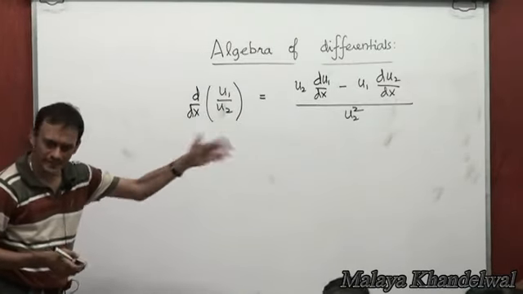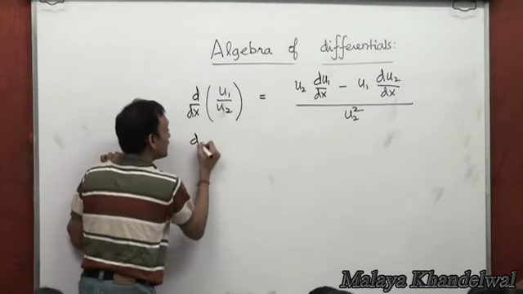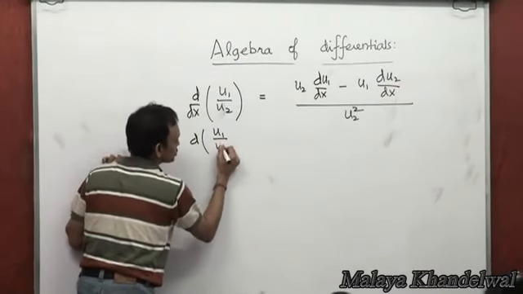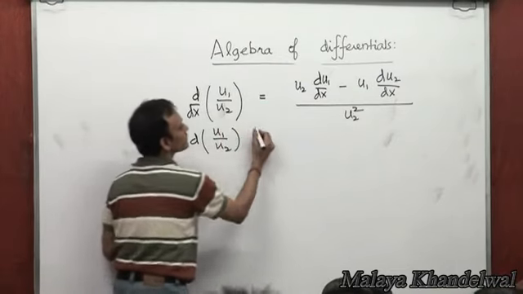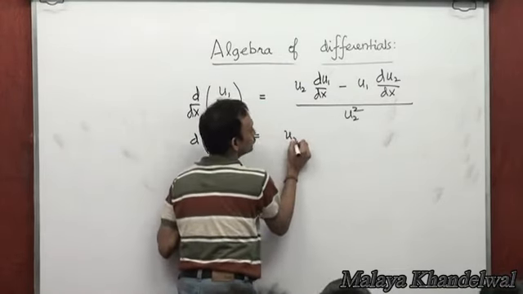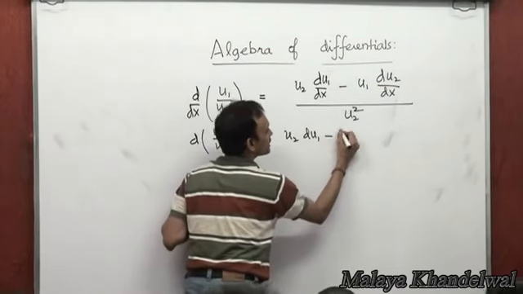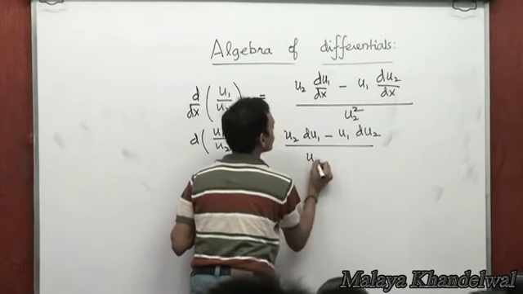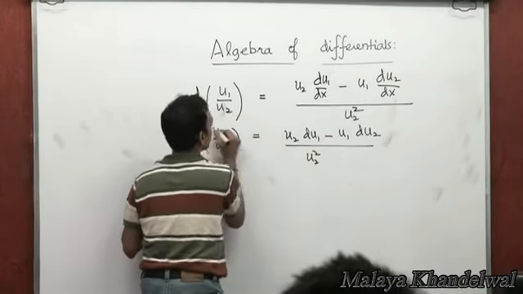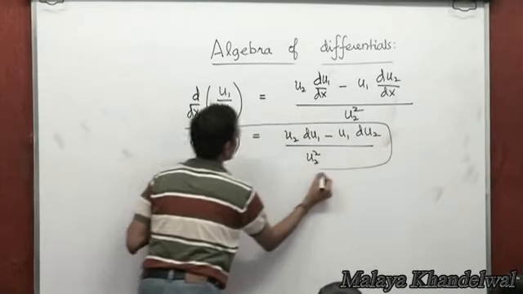Multiply throughout by dx. That means d of what? d of the quotient of two functions. Change in the quotient of two functions is going to be u2 du1 minus u1 du2 divided by u2 squared. That's the quotient rule of differentials.